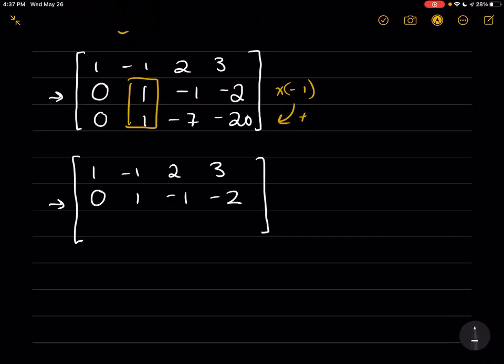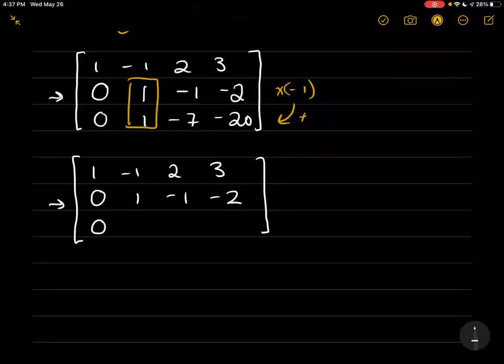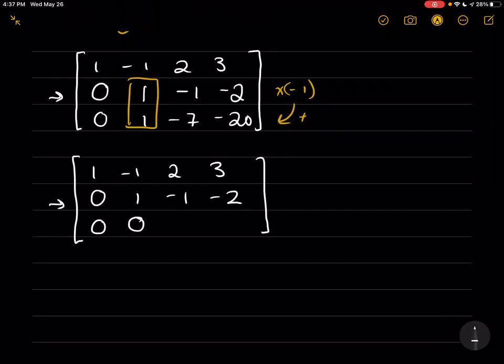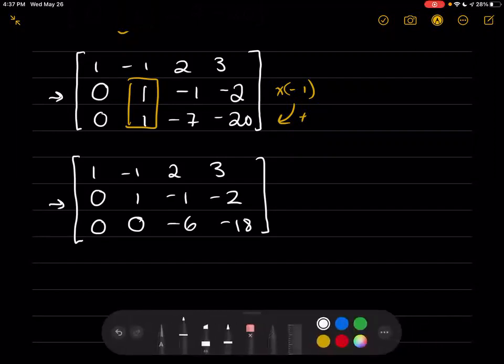And for the bottom row, 0 times -1 is 0, plus 0 is still 0. So there's a 0 there. 1 times -1 is -1, plus 1 is 0. And then we get 1 plus -7 is going to be -6. And then we get +2 plus -20 is going to be -18. Gorgeous. Okay. So now we've got leading 1s, zeros below them.